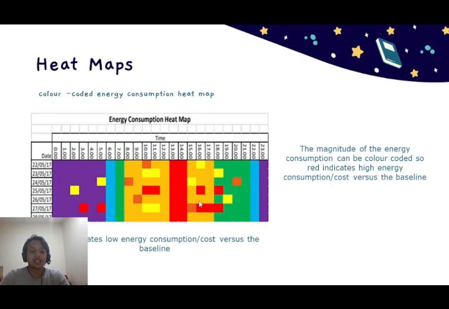Okay, the last one is about heat map. The color coded energy consumption heat map. The magnitude of the energy consumption can be color coded, so red indicates high consumption or cost versus the baseline. Blue indicates low energy consumption or cost versus the baseline. That is the function of the heat map for energy consumption, that we can know the red indicates high energy consumption and the blue indicates low energy consumption.